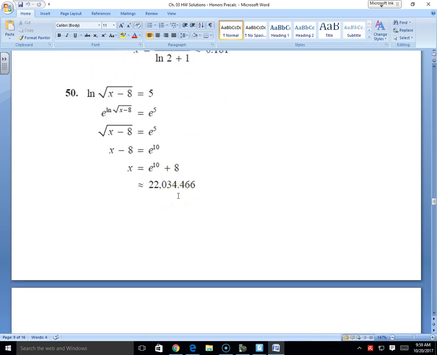Number 50. E is what should naturally have been raised to the power of both sides. You could have squared both sides. That's one way of thinking about it. You could have also made this ln of x minus 8 to the 1/2, brought down the 1/2, and multiplied it to get 10. Either way, you should end up with a 10. Solve.